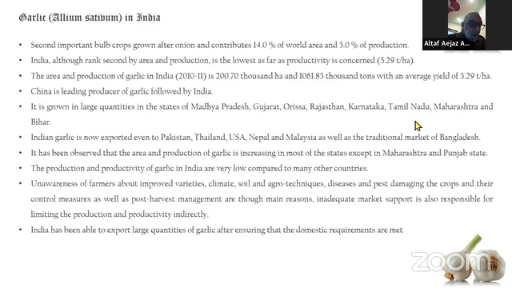It is grown in large quantities in the states I have already mentioned. India is now exporting garlic to countries, even to Pakistan, Thailand, USA, Nepal, and Malaysia, as well as the traditional market of Bangladesh. It has been observed that the area and production of garlic is increasing in most of the states, except Maharashtra and Punjab, where it is not taking off because of land constraints, number one. Number two, the ideal weather conditions are not suited for cultivation which could yield better than the crops which they are otherwise growing in these states.